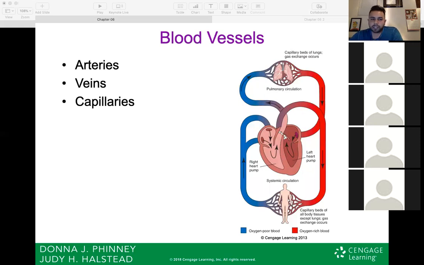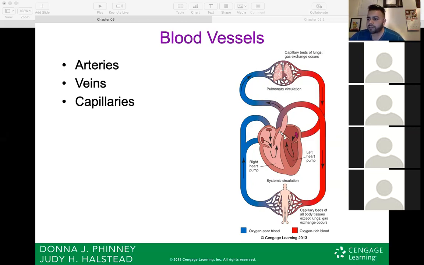The vessels carrying oxygenated blood from the heart to the capillaries are called arteries. In this diagram, you can see the arteries are anything that you see in red, the blood vessels that supply oxygenated blood from the heart to the rest of the body. The walls of the arteries are composed of 3 layers to withstand pressure, because it's a very high pressure system. Arteries range in size from the aorta, which is the largest artery, to the arterioles, which are the smallest arteries.